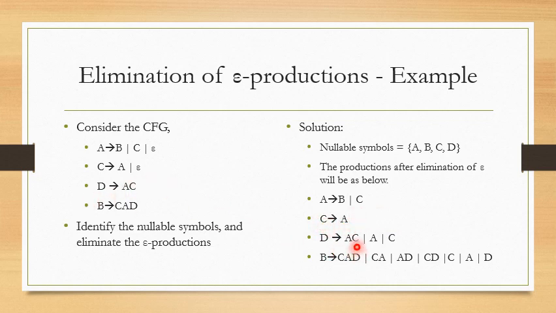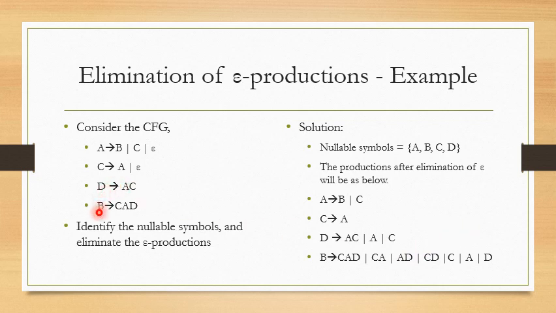D determines AC. This is the original grammar, and as we mentioned in the previous slide, different versions of the production body should be present. So AC is as given in the grammar. This A I have obtained by substituting in AC, instead of C, epsilon. Instead of C, if I place epsilon, the resulting will be A. And also A is nullable. So instead of A, if I put epsilon, the resultant production is C. So we have to write the different versions of it.